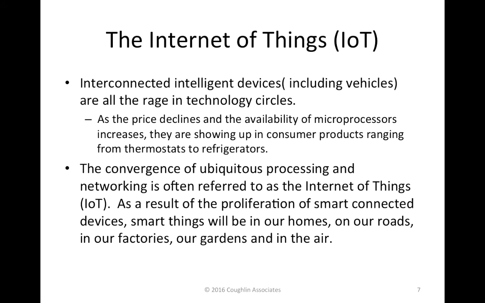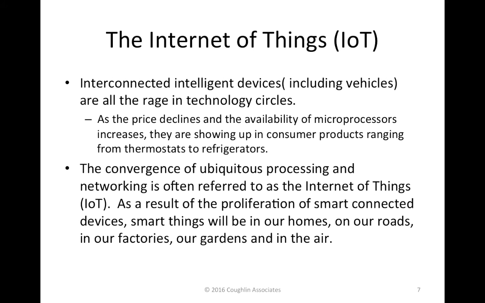It's all a part of the growth of what's commonly called the Internet of Things, which is interconnected intelligent devices, which can include vehicles. It's a very, very popular topic in technology circles. It's being driven by the declining price and availability of microprocessors, as well as memory and other technologies, and lower cost and ever-present radios. These now are showing up in consumer products ranging from thermostats to refrigerators and including cars.